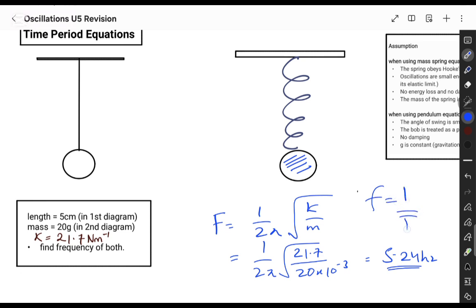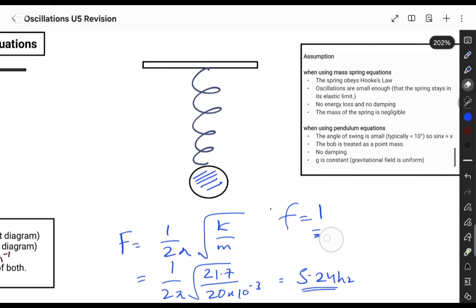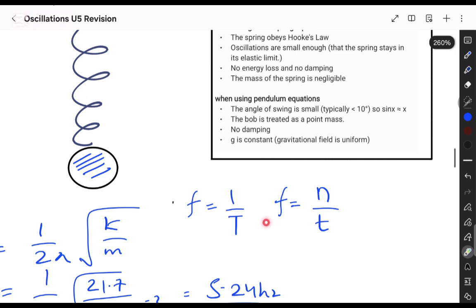Frequency is equal to 1 by T. Okay, so you can use that formula as well. Frequency is equal to 1 by T, or frequency is equal to N by T. Okay, so if you have the time period, this represents the number of oscillations. So for one oscillation, you have the time period T. If you have N number of oscillations, then you can have any time.